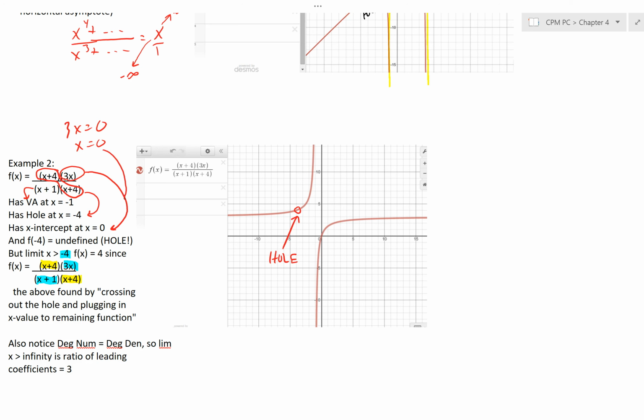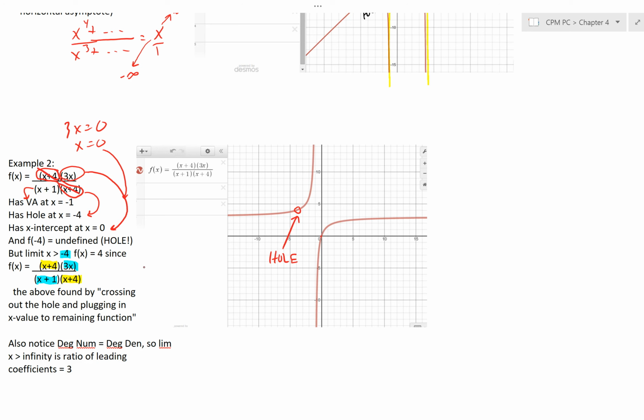And that is our x-intercept. Okay, so we see this graph crosses the x-axis at 0. Again, there's a hole at -4, and then to find the matching y value, I didn't show you this in the last problem, but if we want to find the y value for the hole, all we have to do is cancel out the common factor.